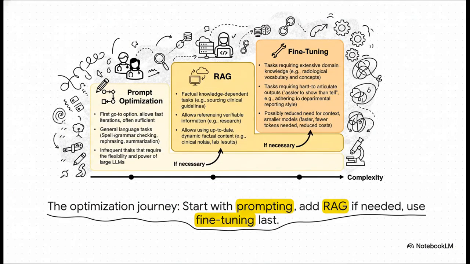And this slide right here really puts it all together. This is your optimization roadmap. You always start on the left with simple prompt optimization because it's fast, cheap, and often gets the job done. If you need the AI to be factually accurate and use up-to-date info, you bolt on RAG. And only if you have a super specialized task that these other methods can't handle, do you consider the most complex and expensive option, fine-tuning the model itself. So the big takeaway is, start simple.